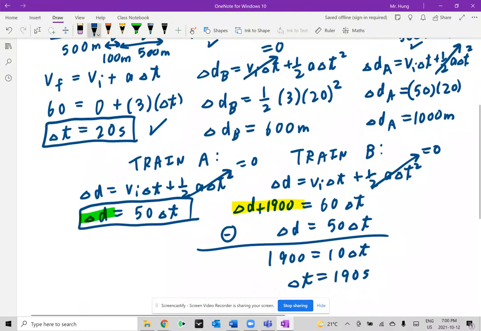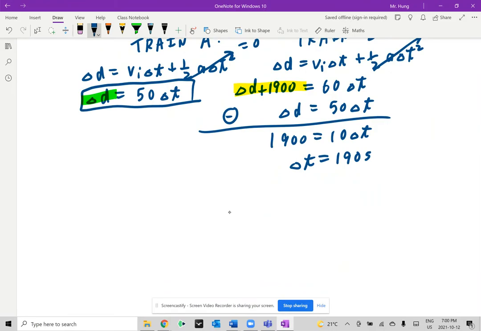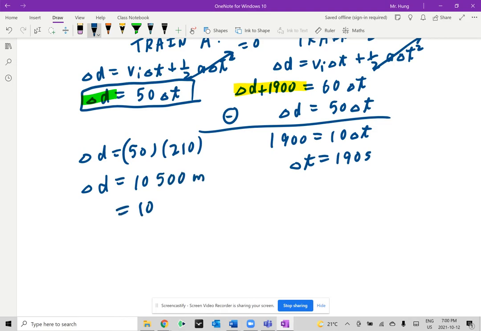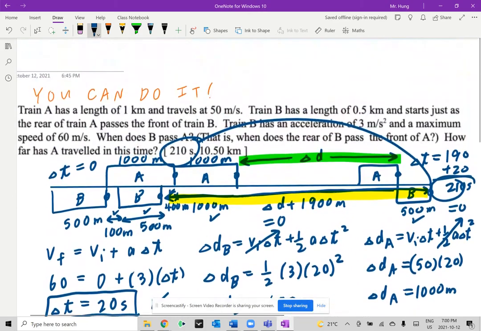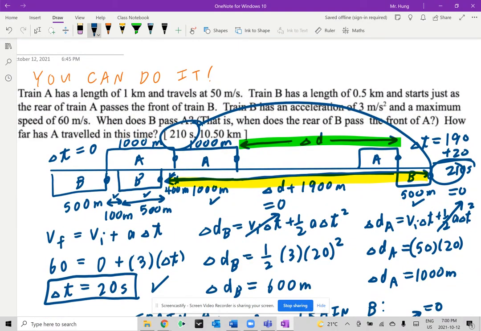Now, if I go back and I want to find the corresponding displacement, that's going to be 50 times 210. Again, you can put the metrics back in. This is exactly 10,500 meters or 10.5 kilometers. So again, this is the second answer, which is in agreement with the answer key right here.